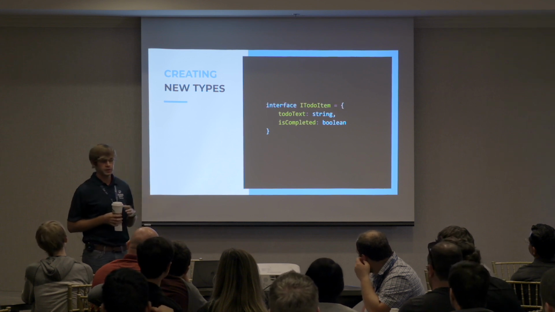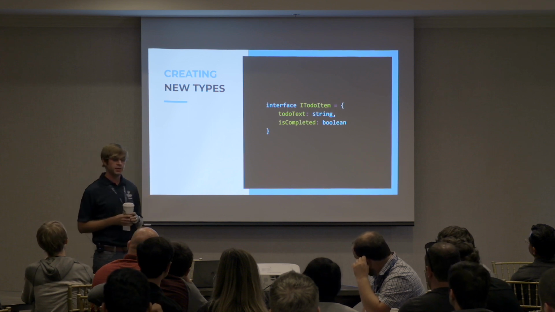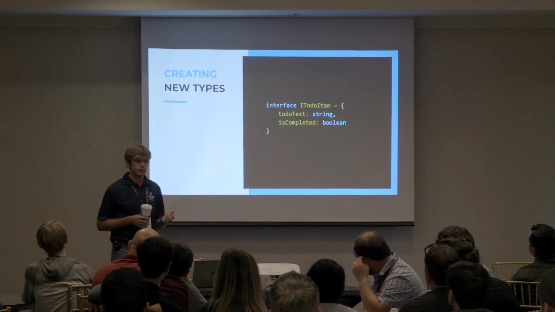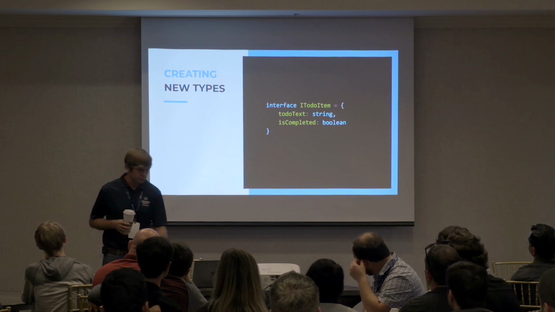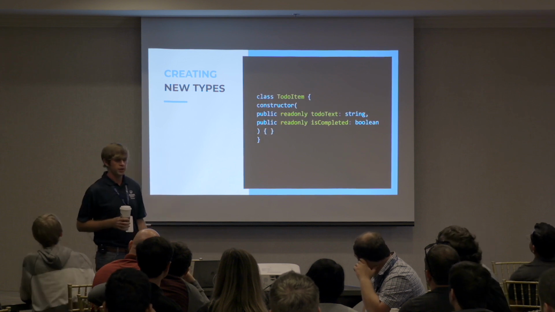So interface, difference between an interface and a type. Classes can extend an interface, whereas the type they cannot. So that's one distinction between the two. We'll see another difference between them in a second. So the third main way is class.